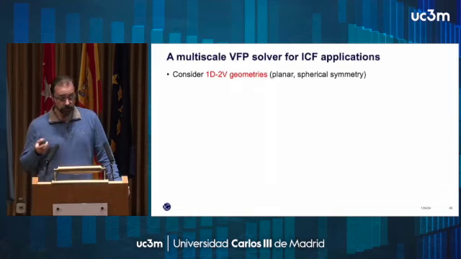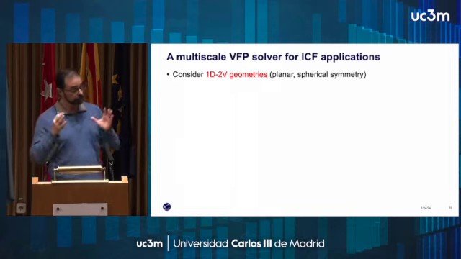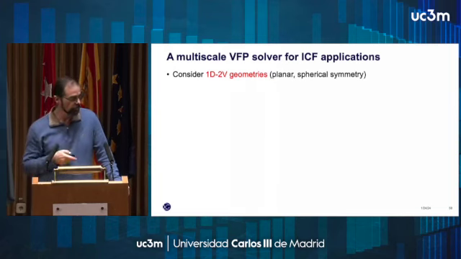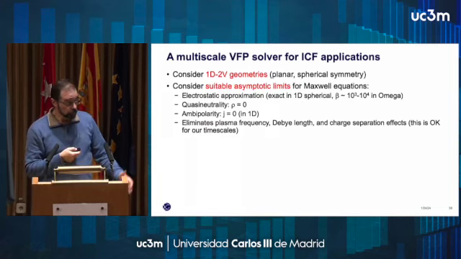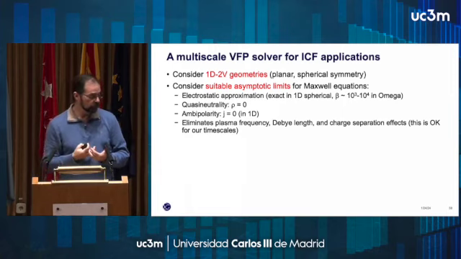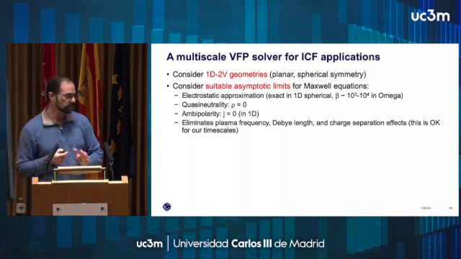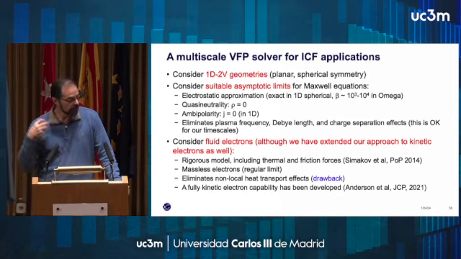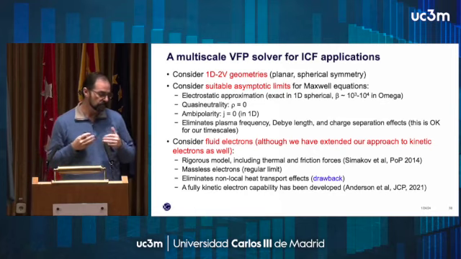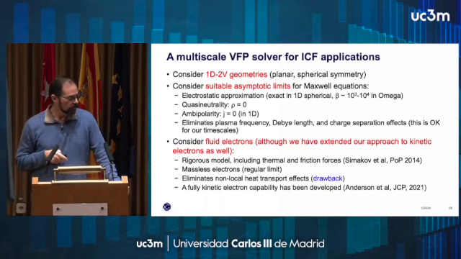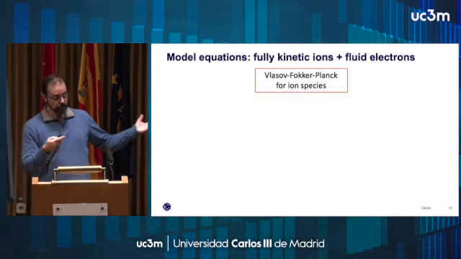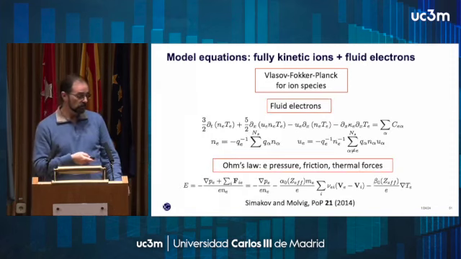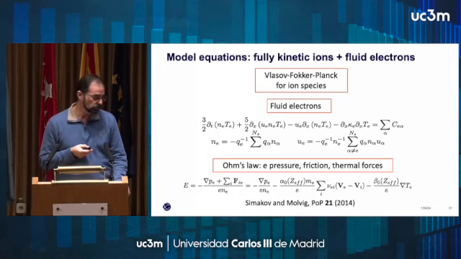So what we did is consider reduced dimensionality, one dimension, just spherical or planar. In one dimension, you can describe the full velocity space with two dimensions, which is cylindrical geometry in this case. We took some asymptotic limits. We assumed it was quasi-neutral and bipolar. That eliminates some of the fastest time scales and length scales in the system. And then we consider, for now, fluid electrons and kinetic ions. So we treated the species differently, and that's a pretty good approximation for what we cared for. So the equations are the Vlasov-Fokker-Planck for the ions, plus a couple of equations for the fluid electrons, plus Ohm's law, which is really the electron equation of motion that gives us the electric field.